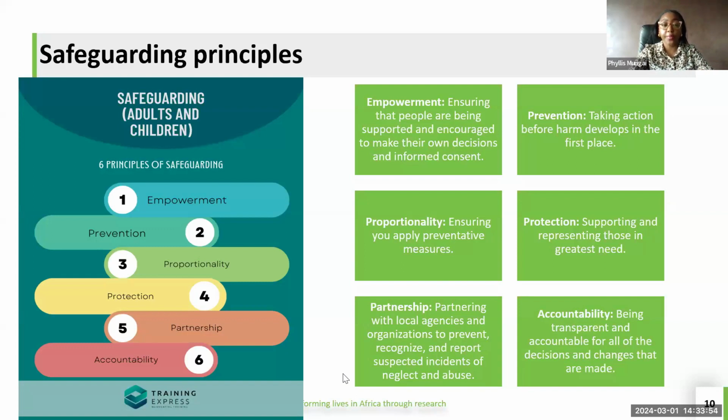So this helps with having a track record of what kind of safeguarding incidents are happening and how best to manage them, and also it gives the organization a good reputation because they are seen to be on top of their core values.